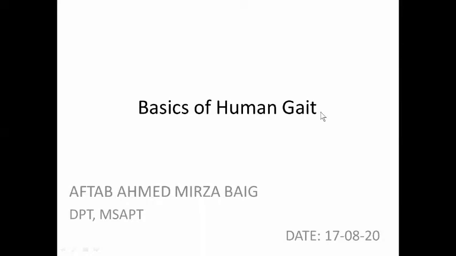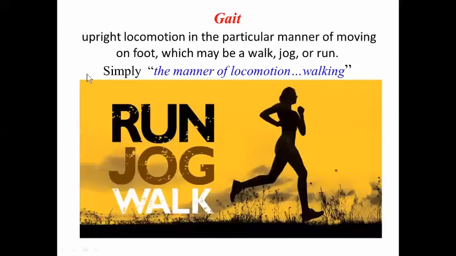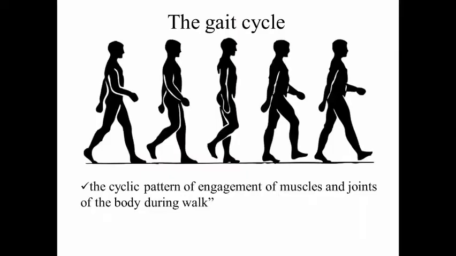In this lecture, I am going to describe the basics of human gait. First of all, the definition says that it is the upright locomotion in the particular manner of moving on foot, which may be a walk, jog, or run. We can simply say that the manner of locomotion or walking is known as gait.